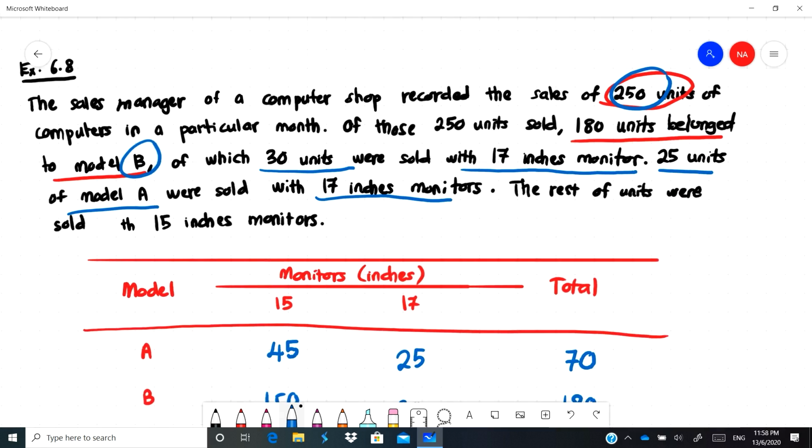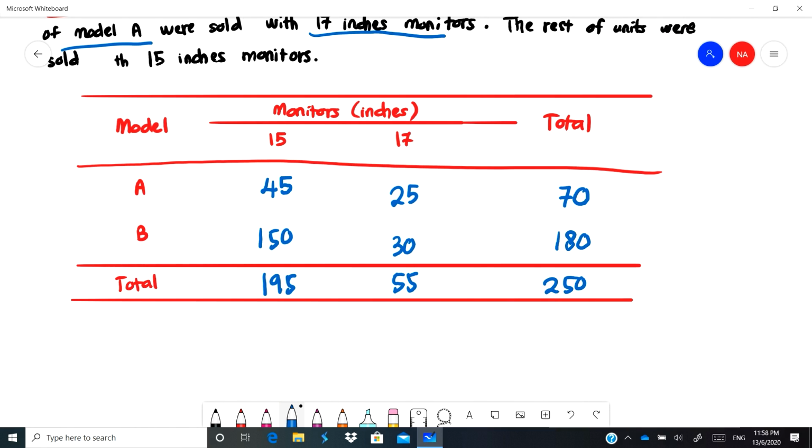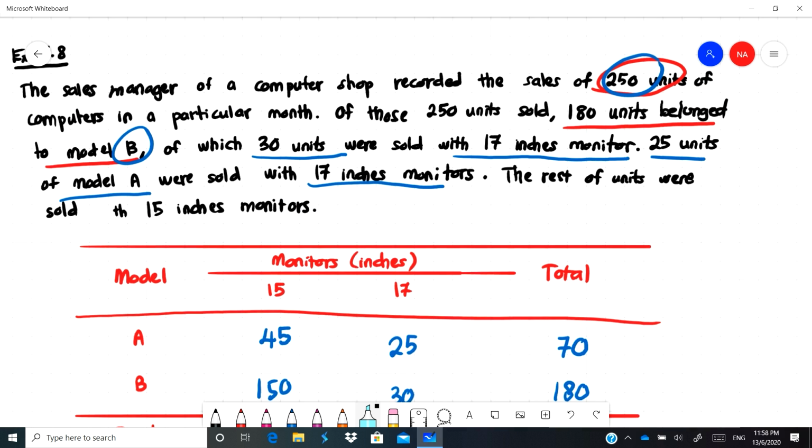There is no problem for this one. So if you want to calculate the probability of getting model A with a 17 inch monitor, you get 45 over 250. But if you want the probability of getting model A, it will be 70 over 250, right? The same goes for model B and so on. That's how you do the probability using the contingency table.